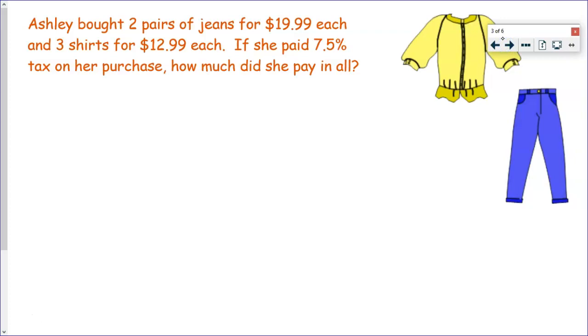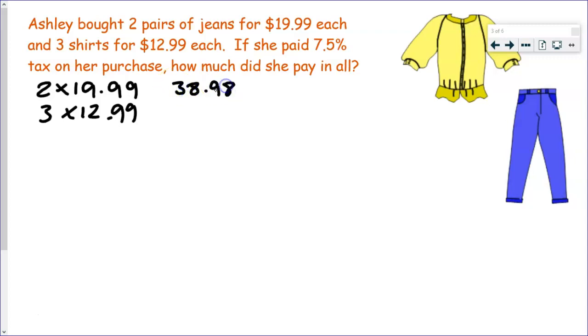Alright, Ashley bought 2 pairs of jeans for $19.99 and 3 shirts for $12.99. And if she paid 7.5% tax on her purchase, how much did she pay in all? So first thing we got to do here is get 2 times $19.99 and 3 times $12.99 to get a total of what everything cost. Okay, so we got 38.98 plus... I was thinking I had the wrong numbers here. I had to check. Okay, those added together are $78.95.